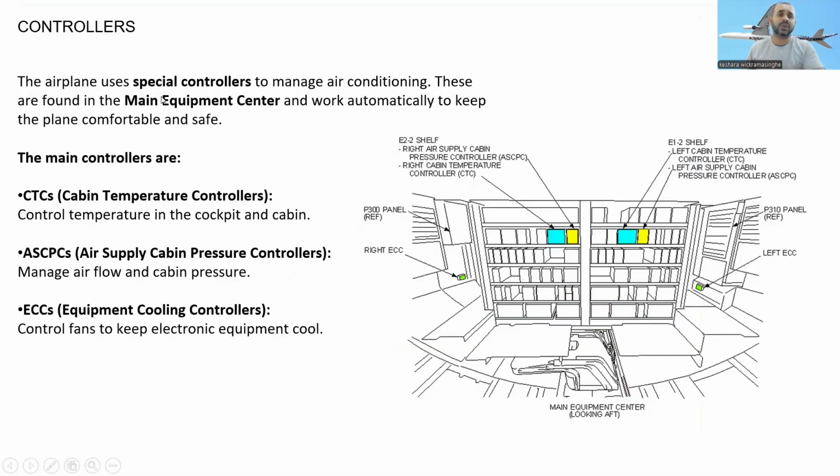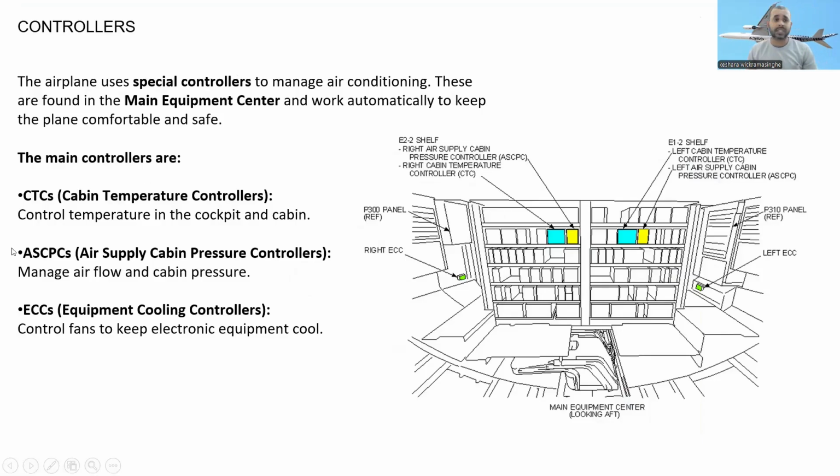Now let's go to the controllers. The airplane uses special controllers to manage air conditioning. These are found in the main equipment center and work automatically to keep the plane comfortable and safe.